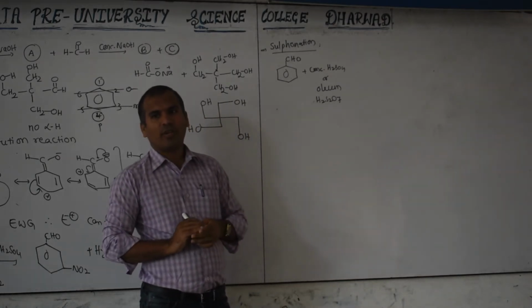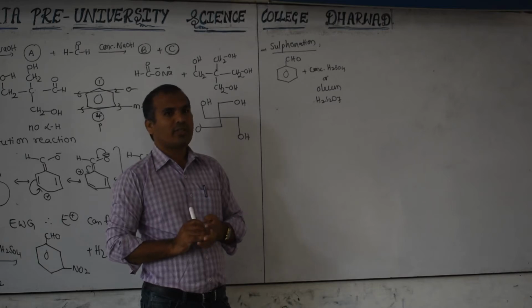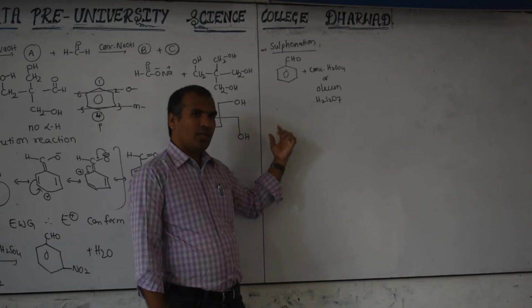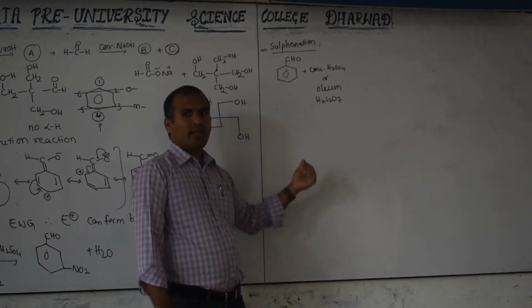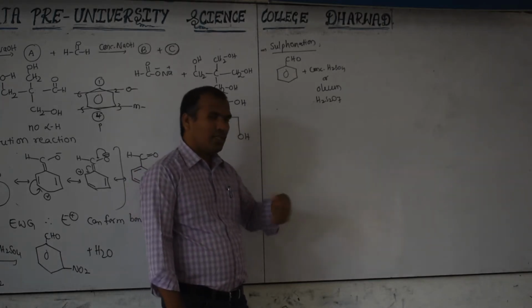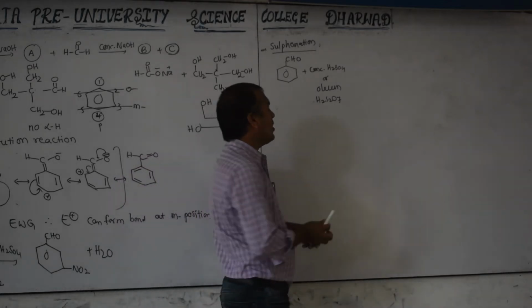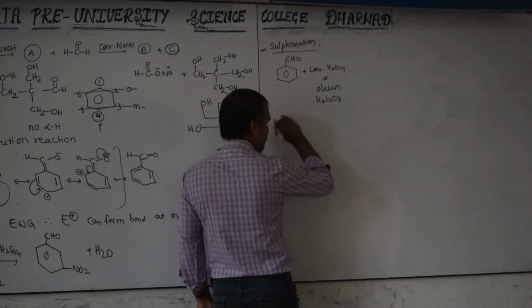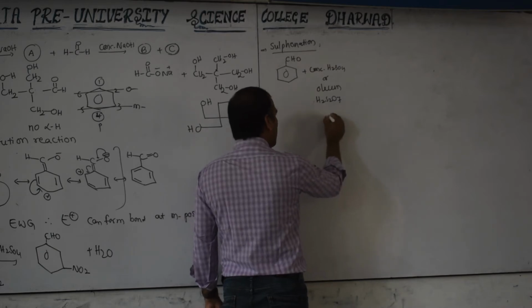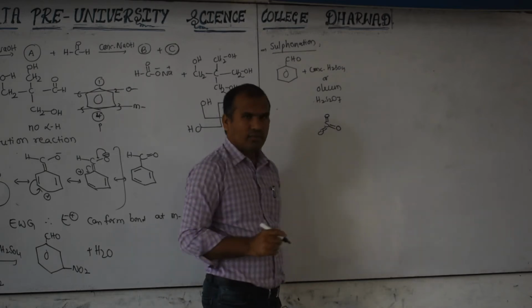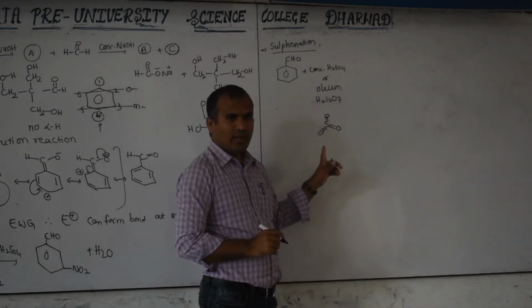Which of the following oxo acids has a sulfur-sulfur bond? Many options are given, like 1 and 2, 2 and 3. How to write each structure, we will learn in inorganic chemistry. In this reaction, what is the intermediate? Sulfur trioxide is the intermediate.